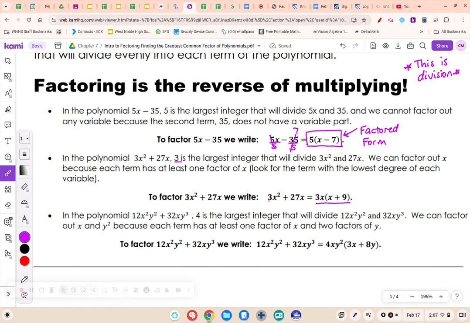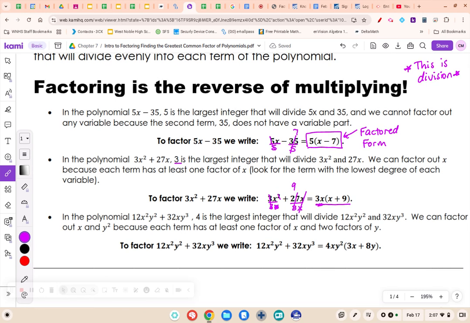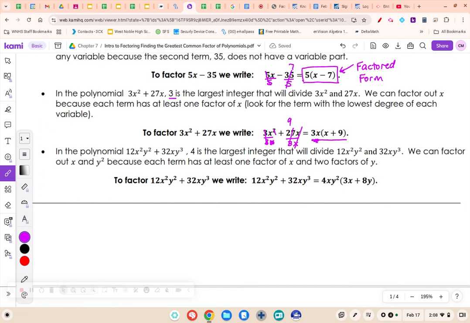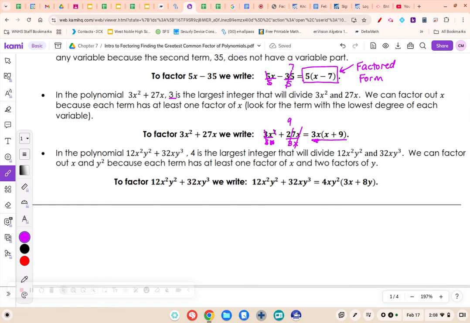How did we get there? Well, we thought about dividing each of these by 3x. So the 3's canceled. One of the x's canceled on top. On this one, both x's canceled, and 27 divided by 3 was 9. So if you notice, after all that canceling, I'm left with x plus 9, and since my GCF was 3x, it's on the outside. We will continue on here.